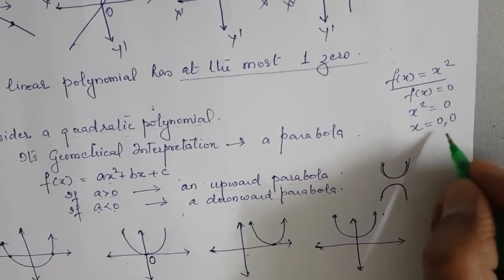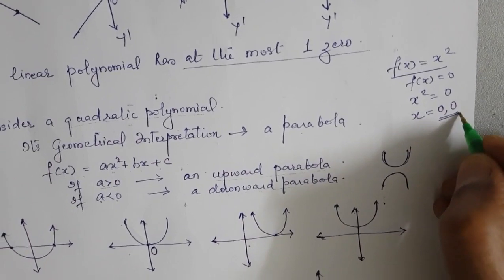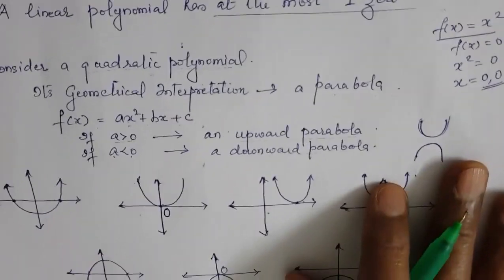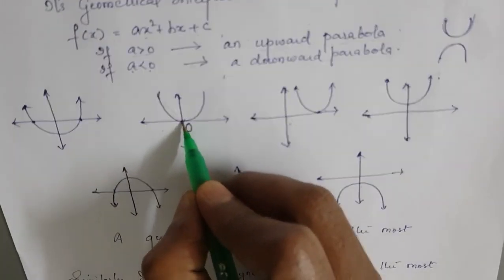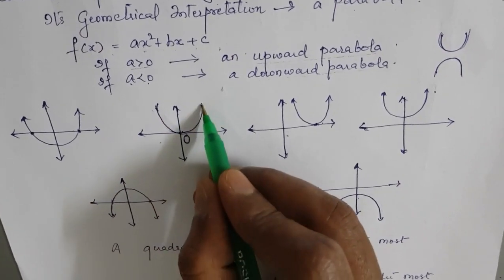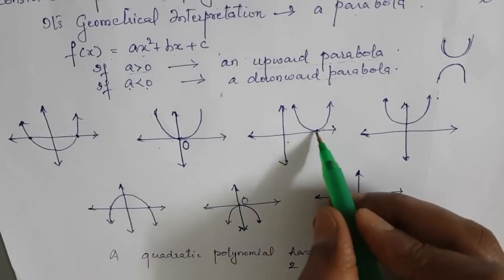0 and 0. So you may get coincident points, but the 0 is only 1. That's why it is touching at one point. The same is here also.